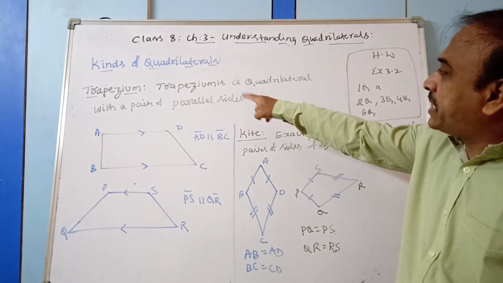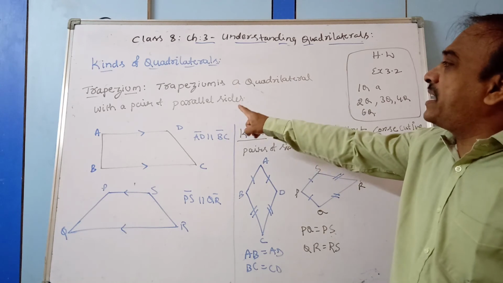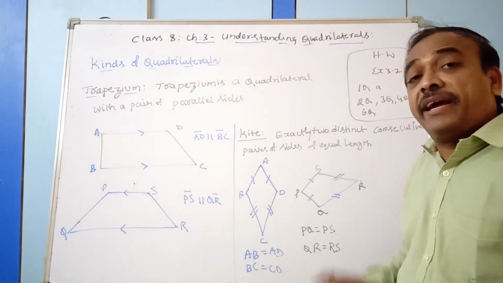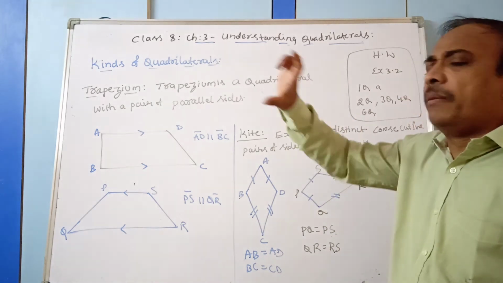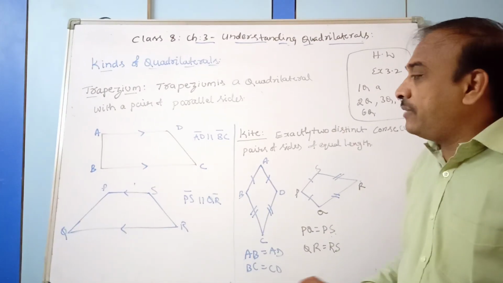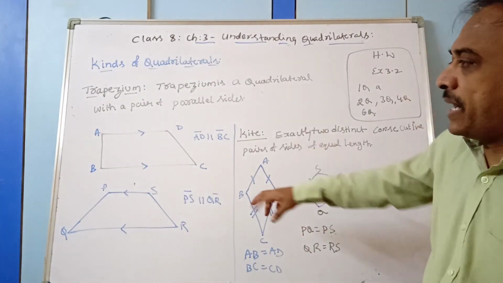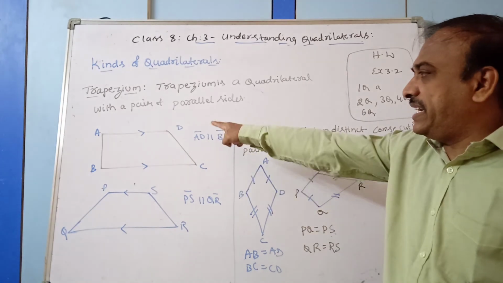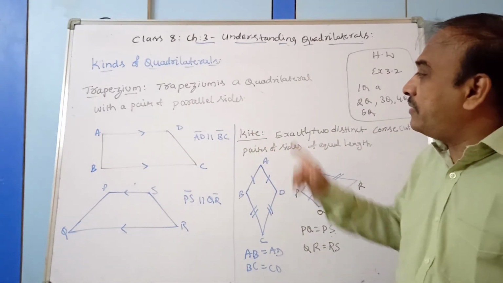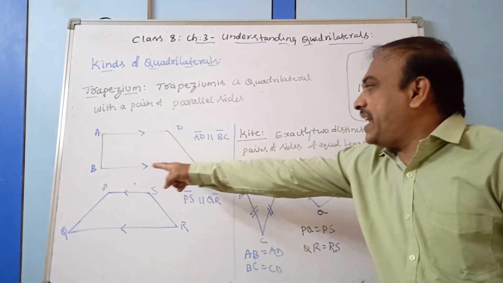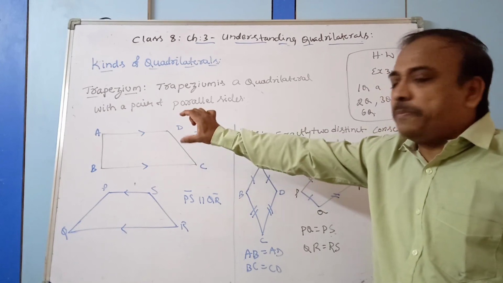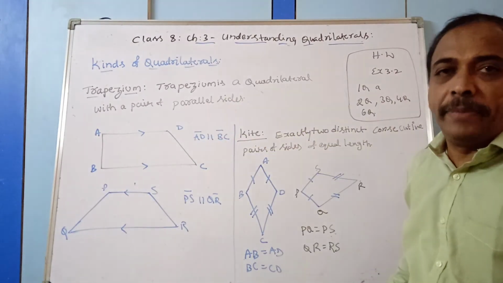A trapezium is a quadrilateral with a pair of parallel sides. One pair of opposite sides will be parallel. Look at the figure. ABCD is a trapezium with a pair of opposite sides parallel. Which sides are parallel? AD is parallel to BC. The arrow mark represents that the two lines are parallel.